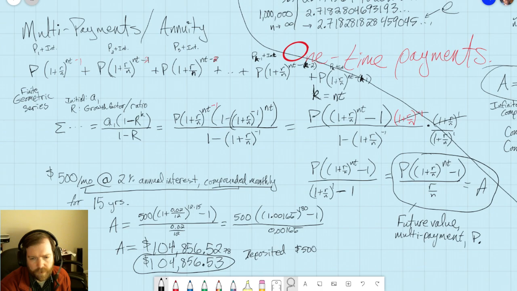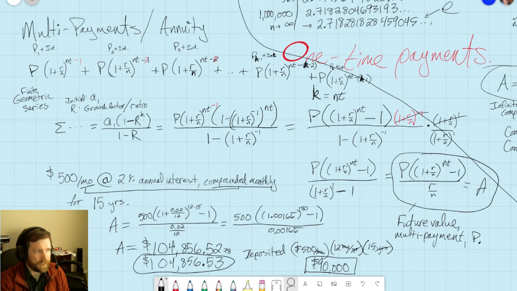Positive $500 per month times 12 months per year. Unit analysis: divide out months, times 15 years, divide out years. So now we just have 90,000 dollars, not years, over that 15-year period. So this is the amount deposited.